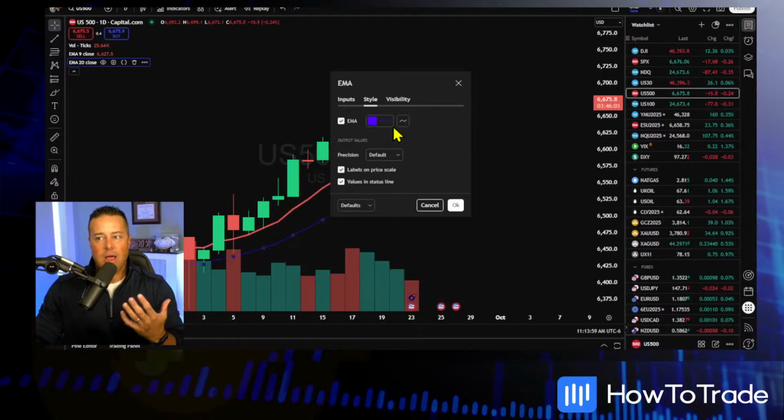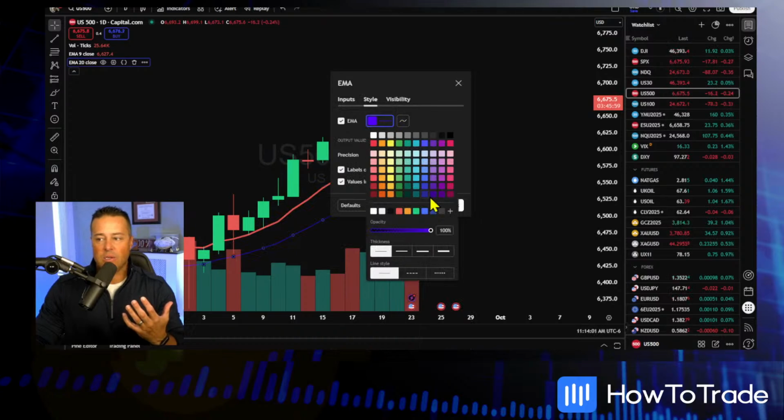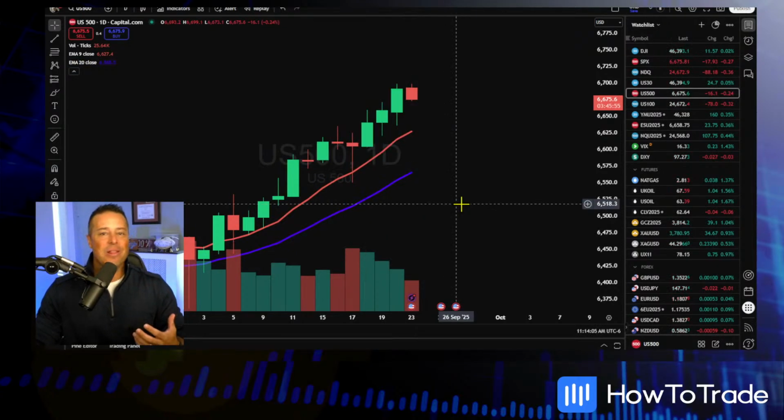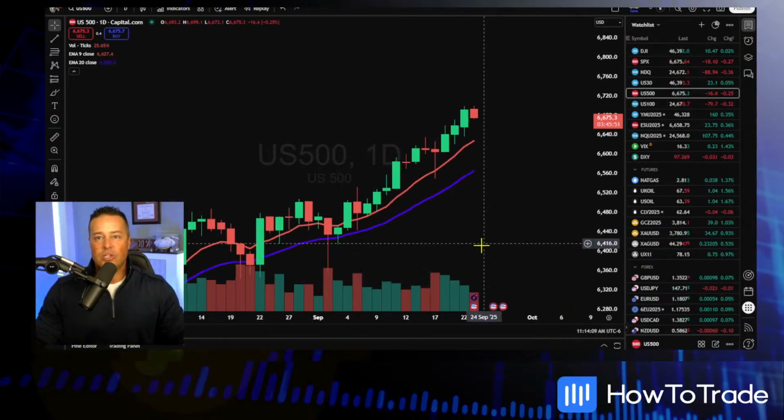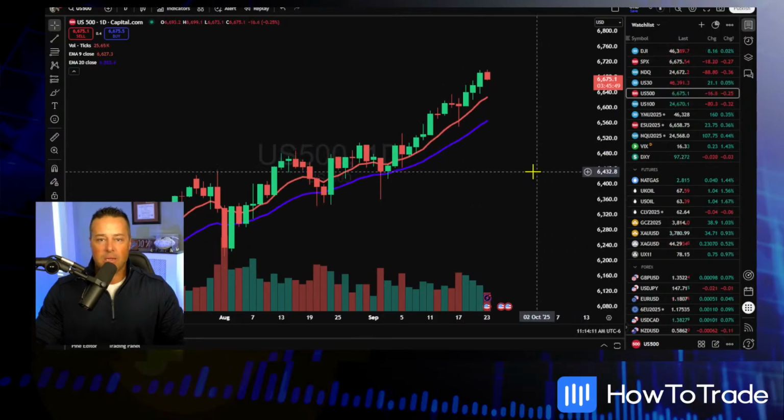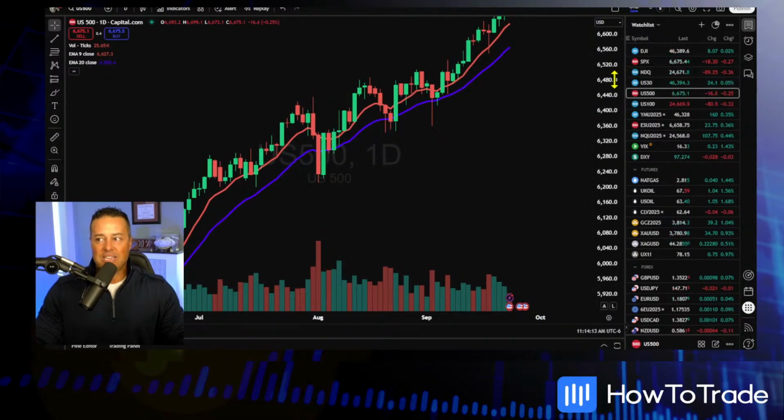The style here, I like blue. You guys can choose whatever colors that you like. I'm not a stickler for colors. Just remember that they need to be a little bit different so you can easily discern them. The big part of this strategy is that you want to be able to see it automatically very, very quickly. So that's how you put it on TradingView.